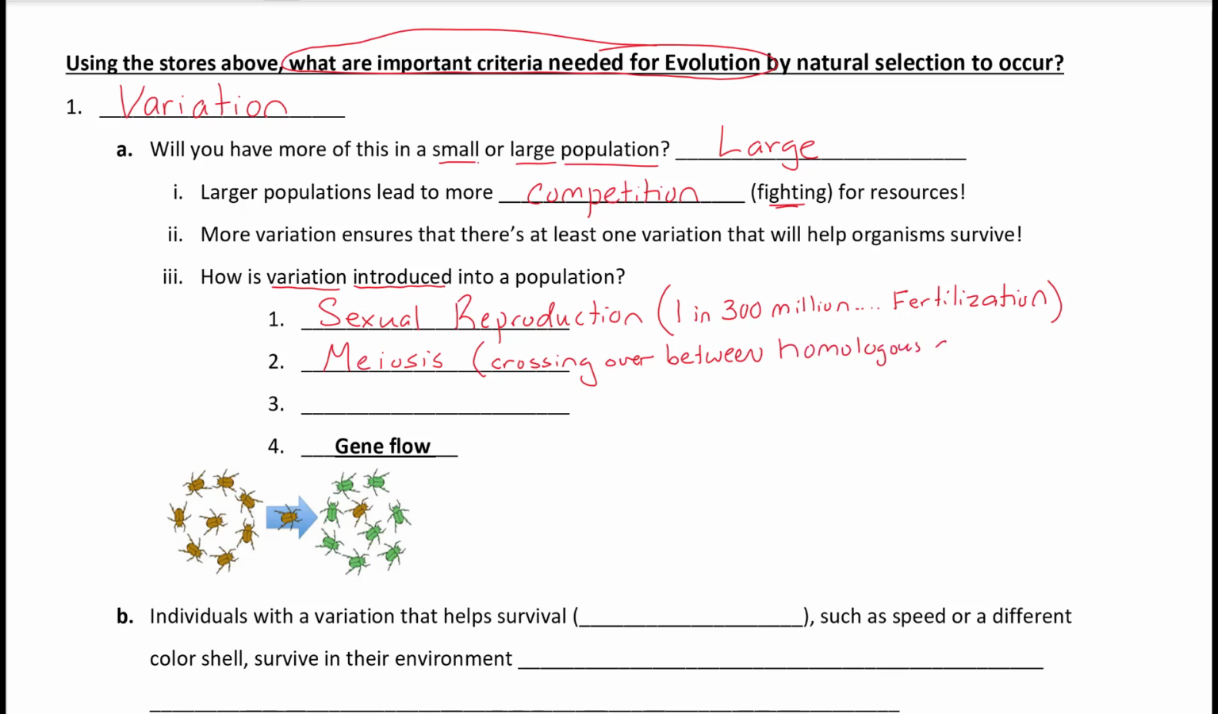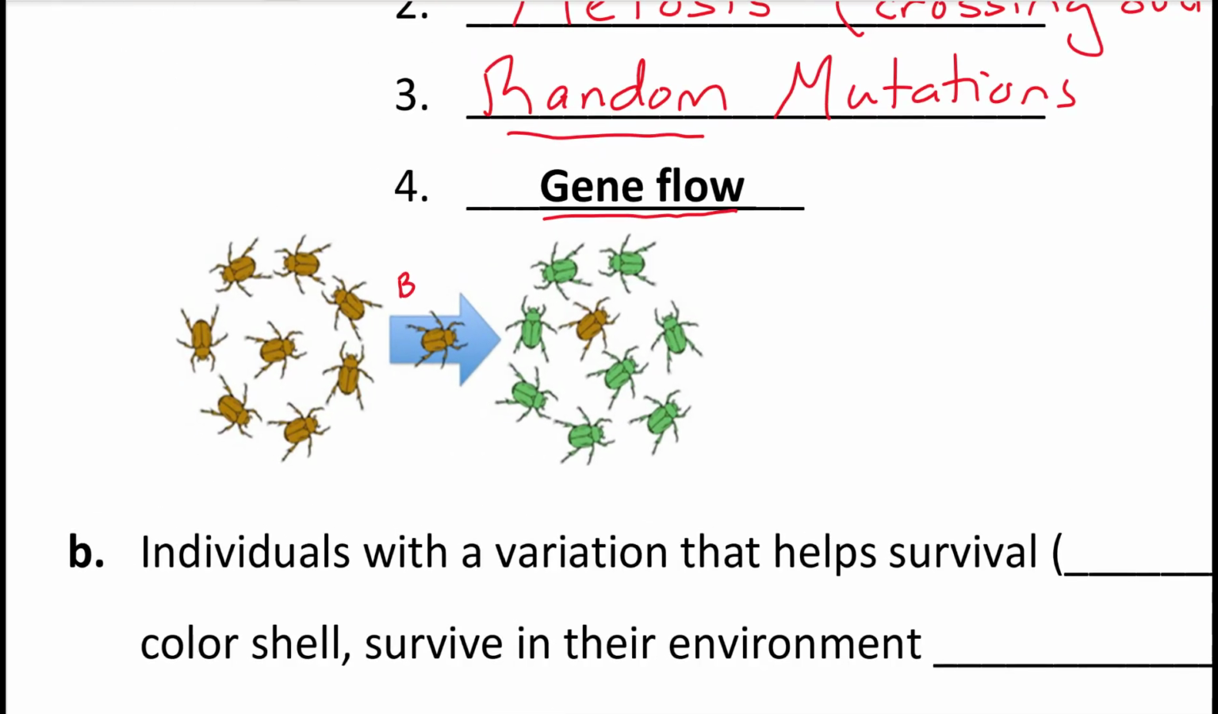Meiosis also creates variation. It creates unique haploid gametes, sex cells, and is done by a process called crossing over between homologous chromosomes, the shuffling or swapping of genes. You also have random mutations. This could introduce variation even in asexual organisms, and they're totally random.